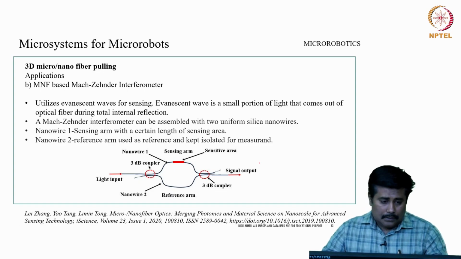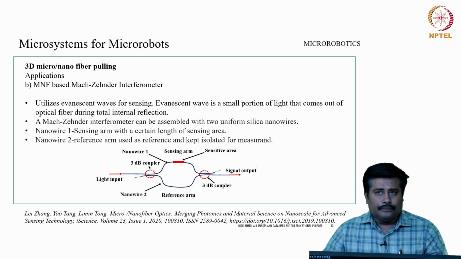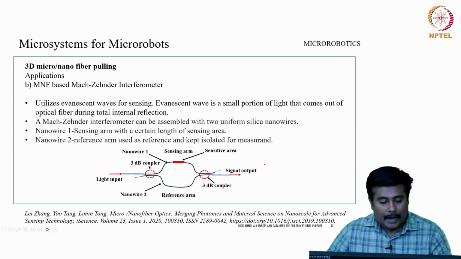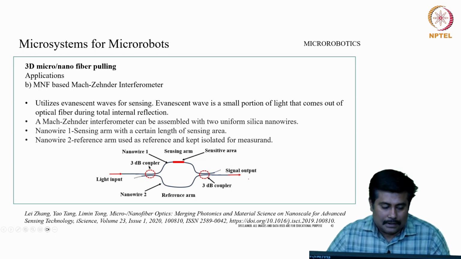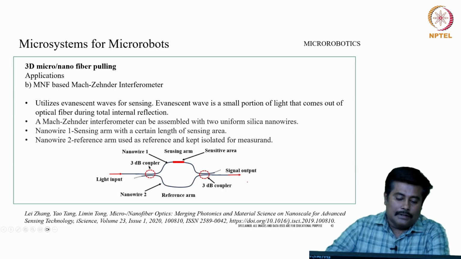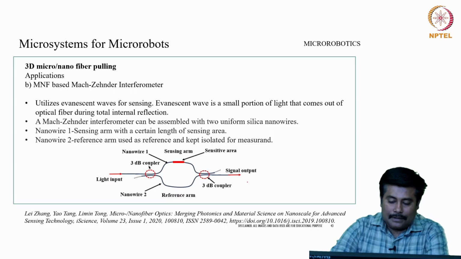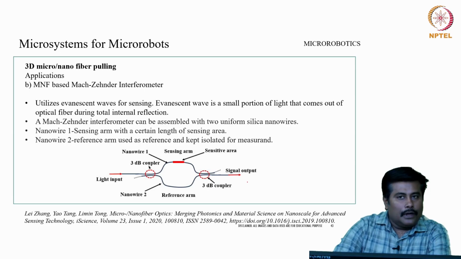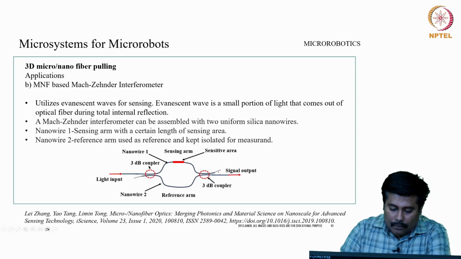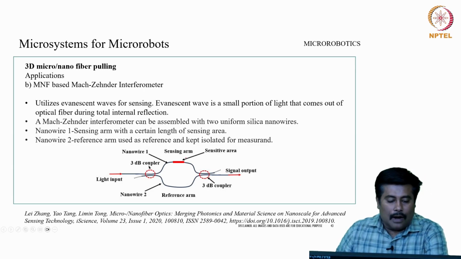Now, such kinds of fibers are also used for other sensing elements. One of the sensing elements is the Mach-Zehnder interferometer. The Mach-Zehnder interferometer utilizes evanescent waves for sensing, and the evanescent wave is a small portion of light that comes out of the optical fiber during total internal reflection. When we observe this Mach-Zehnder, we have two wires which are placed, these are couplers, and there is a sensitive arm available.